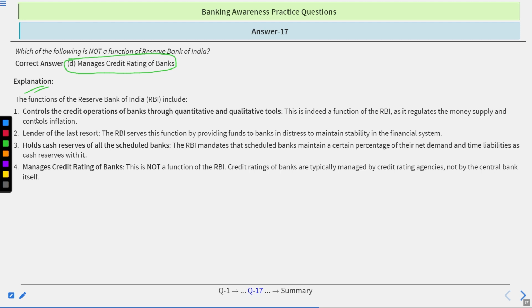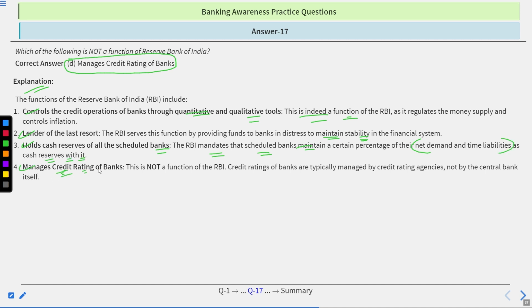Go by the explanation. So the functions of Reserve Bank of India include: controls the credit operations of banks through the quantitative and qualitative tools. Indeed, a function of Reserve Bank of India, it regulates the money supply and controls inflation. Lender of the last resort. RBI serves this function by providing funds to banks in distress to maintain stability in the financial system. Third, holds cash reserve of all the scheduled banks. RBI mandates the scheduled banks maintain a certain percentage of their net demand and time liabilities, in short known as NDTL, as the cash reserves with it.